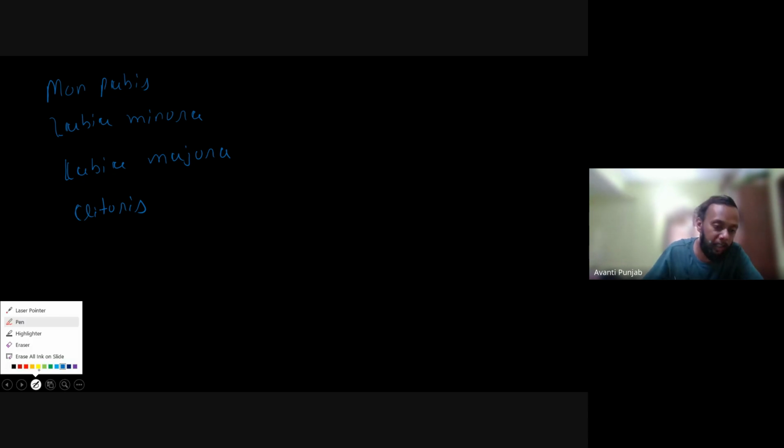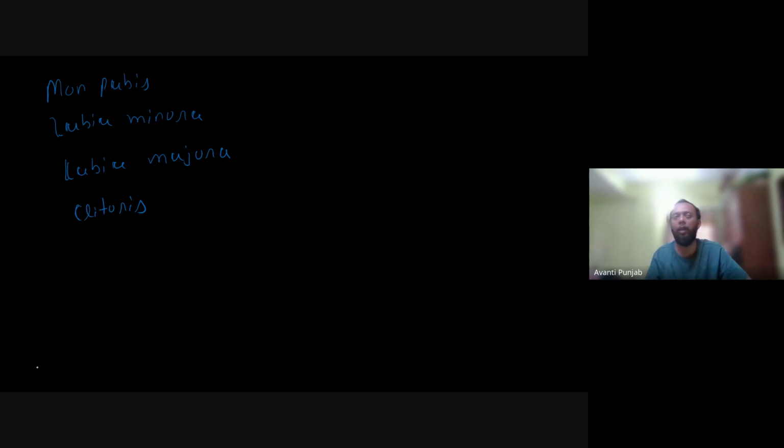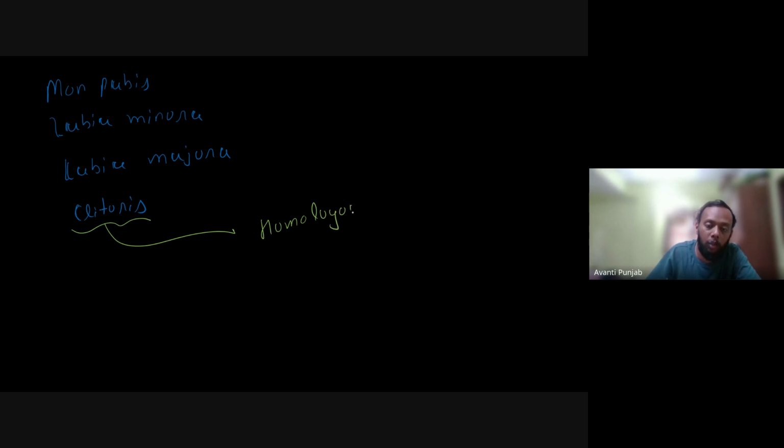Now, there's one thing you have to understand here: in the last 4 years, we have not seen many questions coming from here. But there are a few things you have to know. Like clitoris is homologous to the human penis, the male penis. That's one thing you have to know, right?